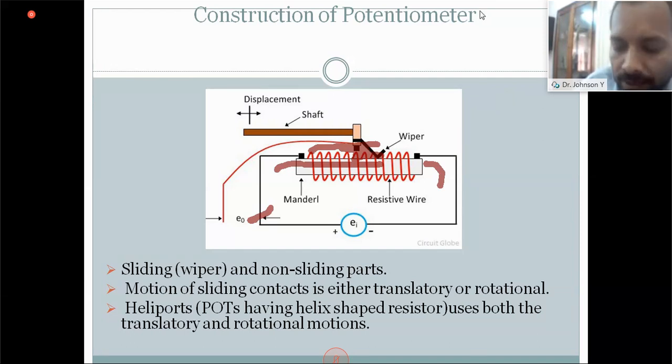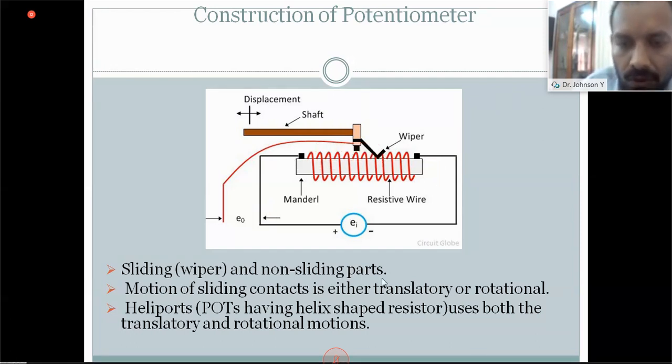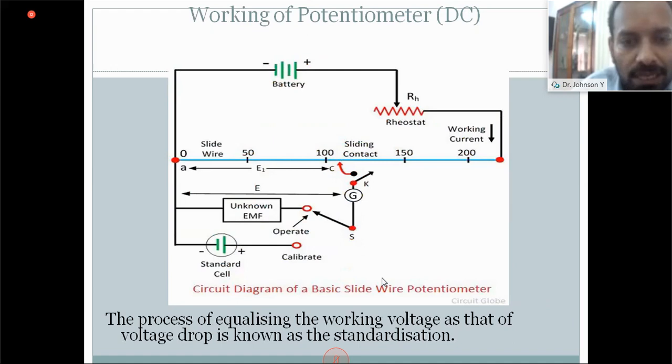Then we go to the working of a potentiometer. In this working of potentiometer slide, you can see a battery which is placed on the top of the circuit. And here is a negative and a positive connection. This negative connection is connected.